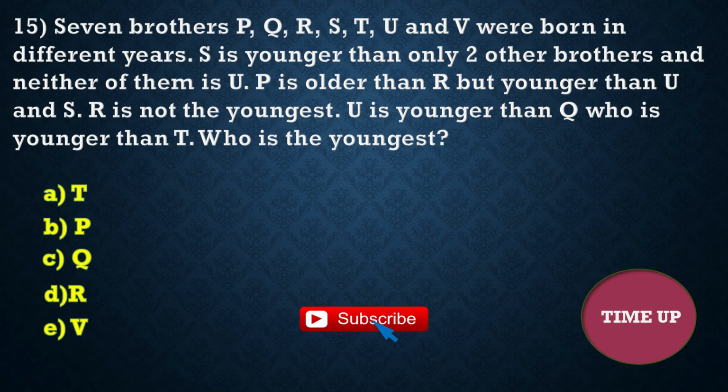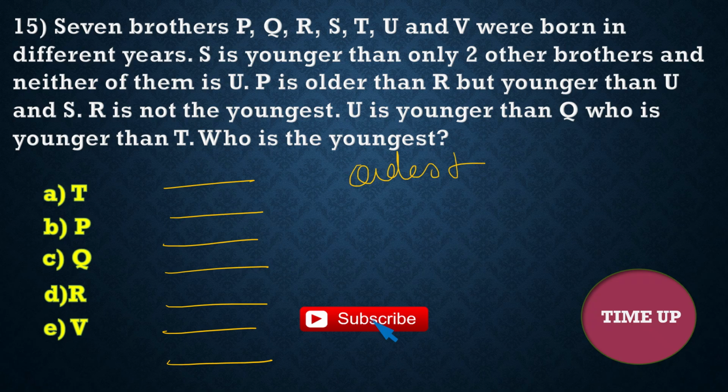What does the question say? 7 brothers are there. 1, 2, 3, 4, 5, 6, 7. S is younger than only 2 brothers. I'll tell you, this is the oldest and this is the youngest. Okay, this is how the arrangement is done. Always the oldest will be at the top, youngest will be at the bottom. Okay. S is younger than only 2 other brothers. So I will place S here. And neither of them is U. This is very important. Neither of them is U.